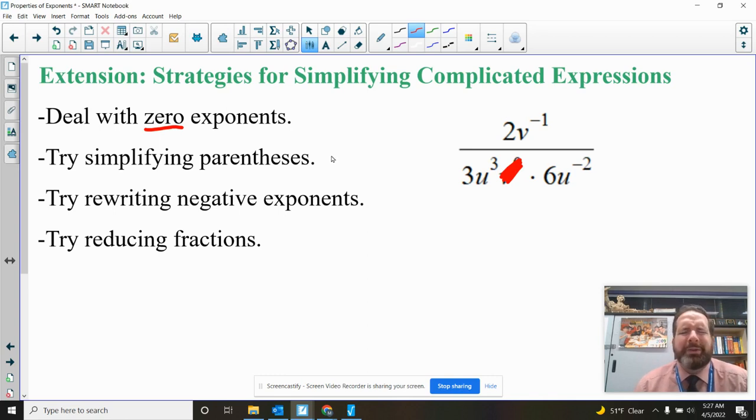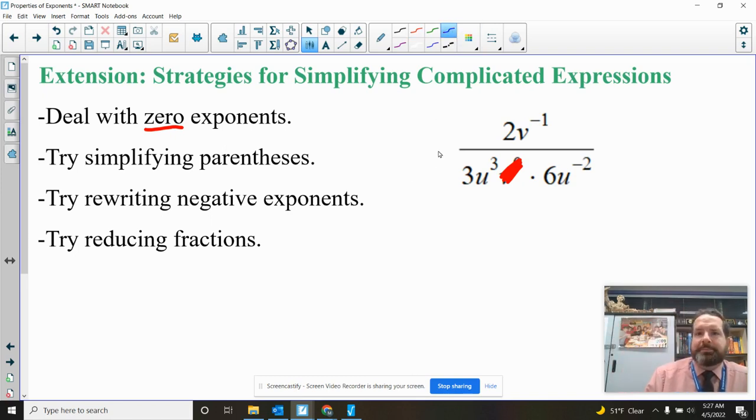Next, it's helpful to check and see if you have some parentheses. If you do, start with parentheses that are inside and kind of work out. This time, though, we don't have any parentheses, so that's okay. Now, the next one talks about rewriting negative exponents. You got to know what negative exponents do, right? They just switch your position.